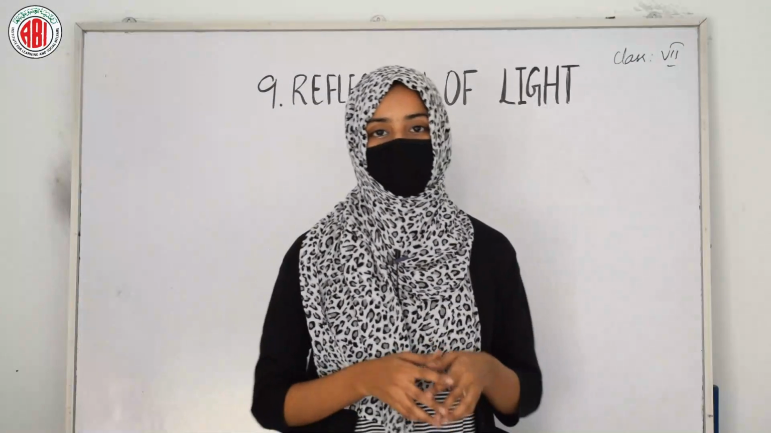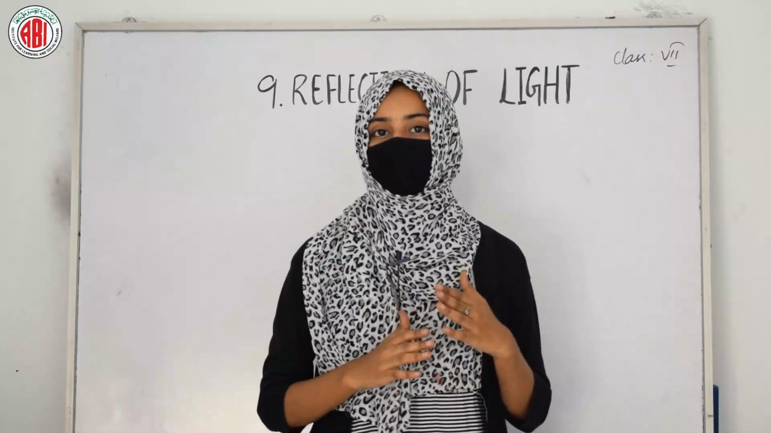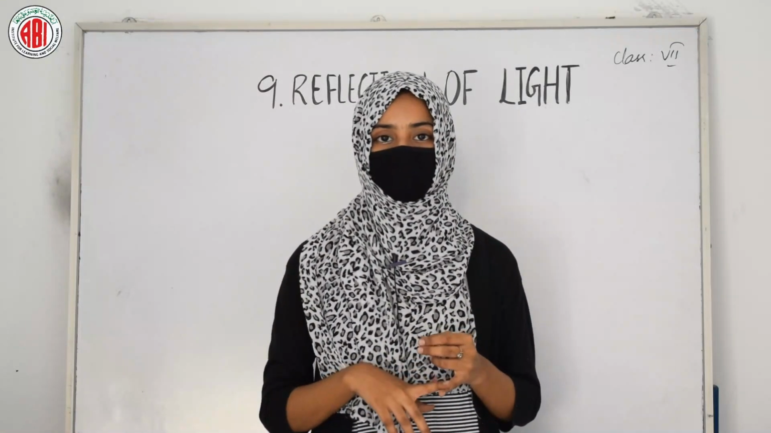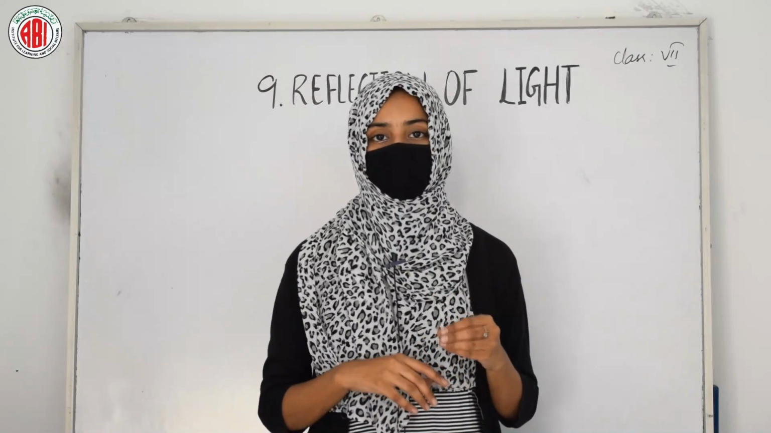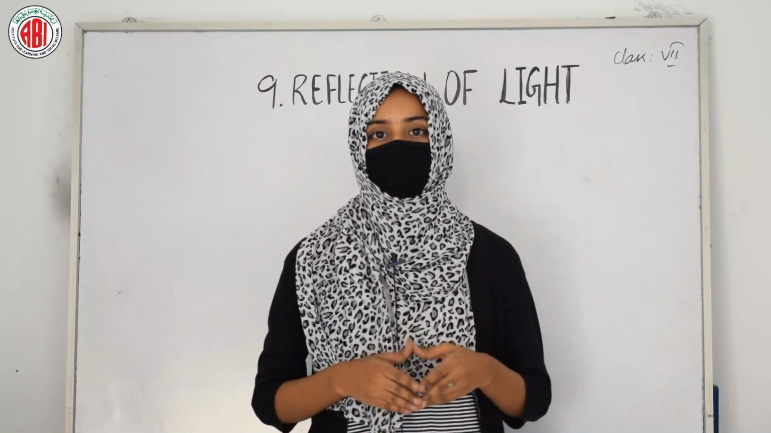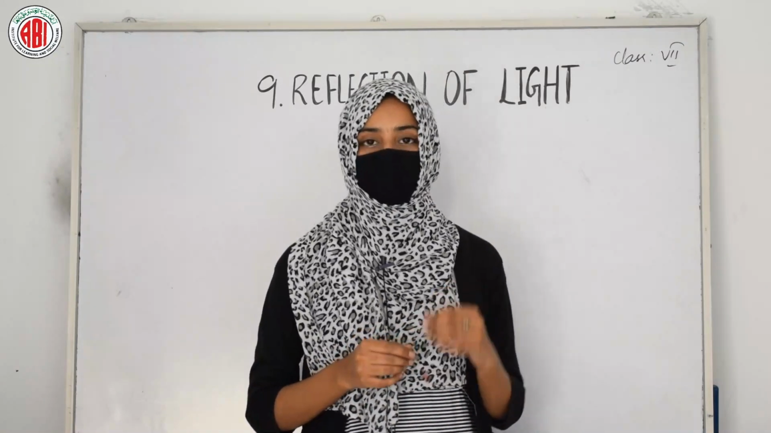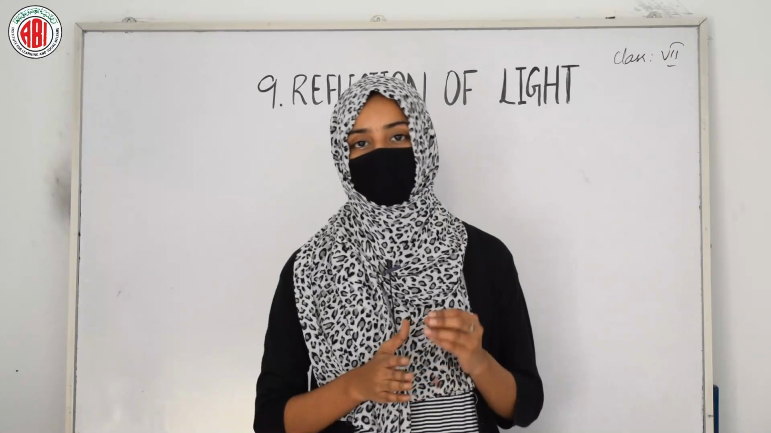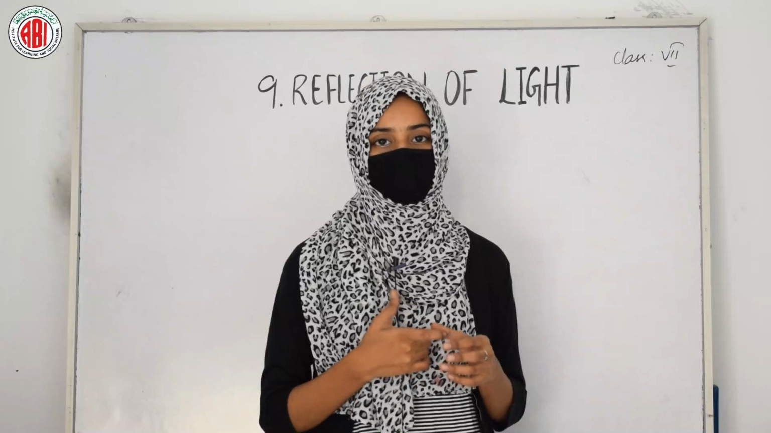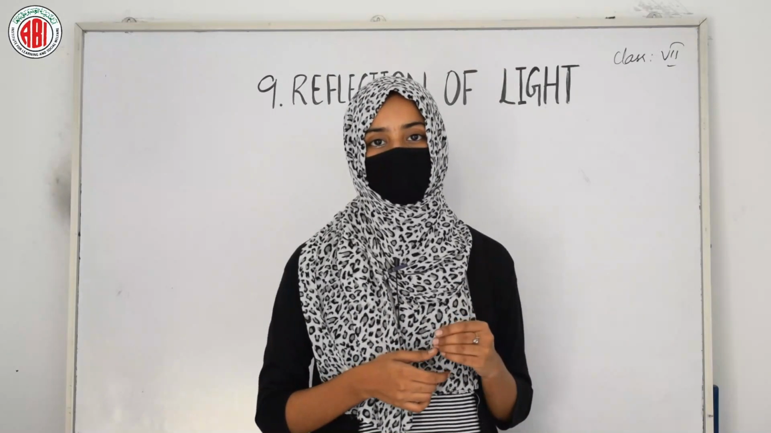So this is about the lesson reflection of light. In this lesson we have discussed how the different images are formed by using the different mirrors. We have also discussed the spherical mirrors like concave mirror and convex mirror, and even the different angles like angle of incidence and angle of reflection. The ray which is present between the incident ray and the reflected ray is called the normal ray.